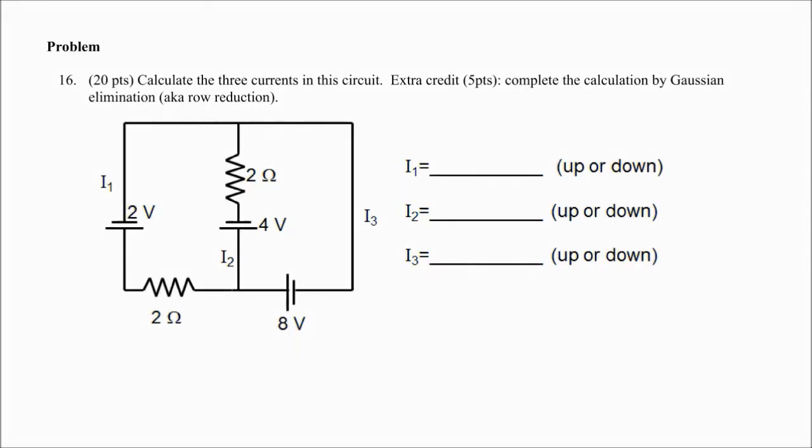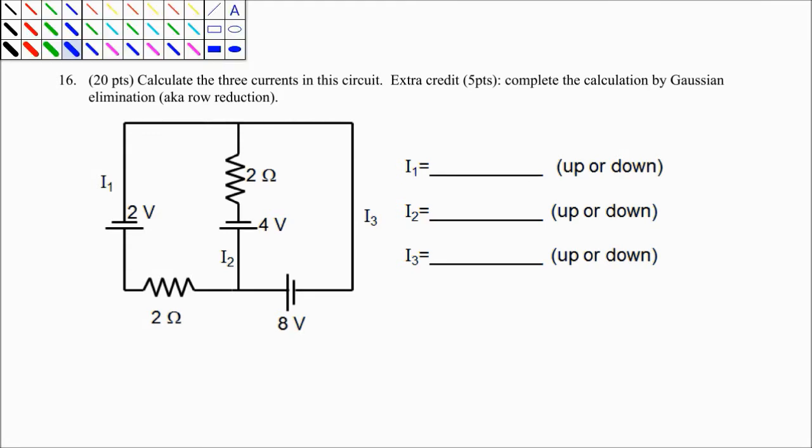Okay, I want to calculate the three currents in this circuit, and for extra credit you can complete it by Gaussian elimination. Let's just set some directions. I'm just going to say I1 is in this direction, and I2 is in this direction, and I3 is in this direction. Now let's write my equations to find these. I'll do the junction rule first. I'm going to do the junction rule for right here. That is I1 plus I2 equals I3.